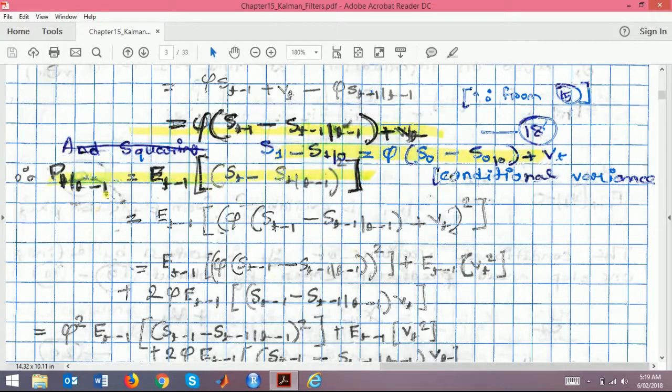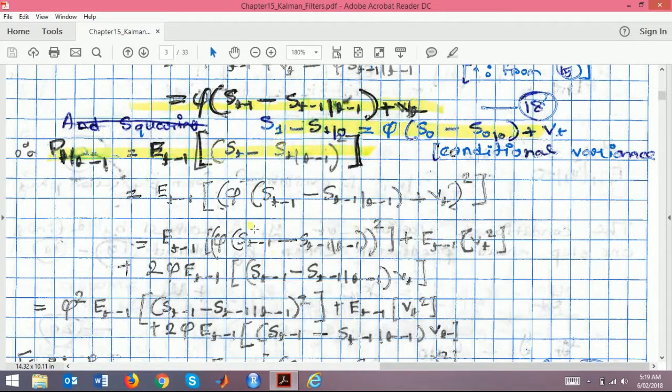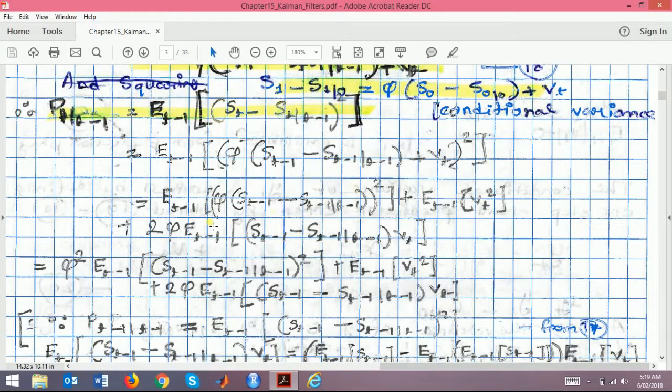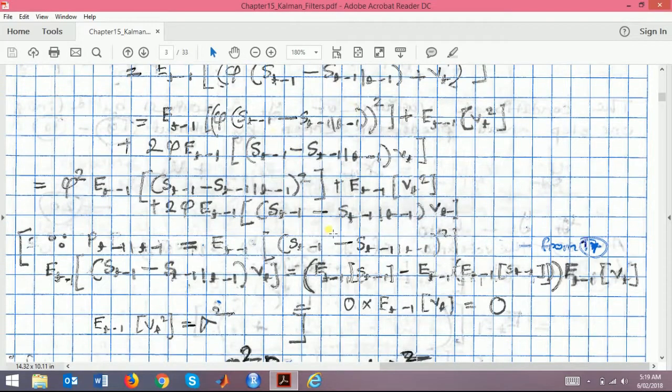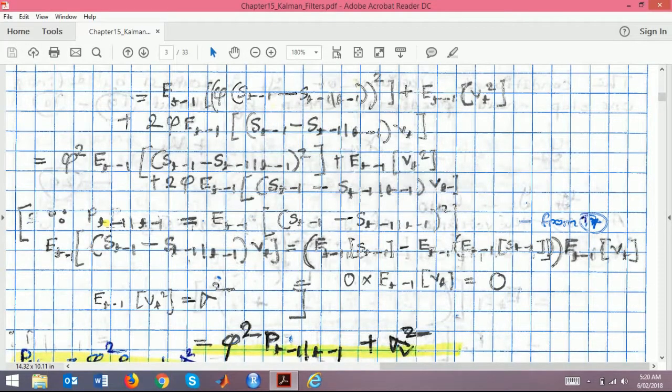Now we square it to get the conditional variance P1|0. We put these values inside the square, do the (a plus b) whole square expansion, and ultimately we are left with this equation: phi squared (s0 minus s0|0) squared plus v squared plus 2 phi (s0 minus s0|0) vt. We just talked about conditional variance before. P1|0 was the difference s1 minus s1|0 squared. Now we are talking about P0|0, which is (s0 minus s0|0) squared.